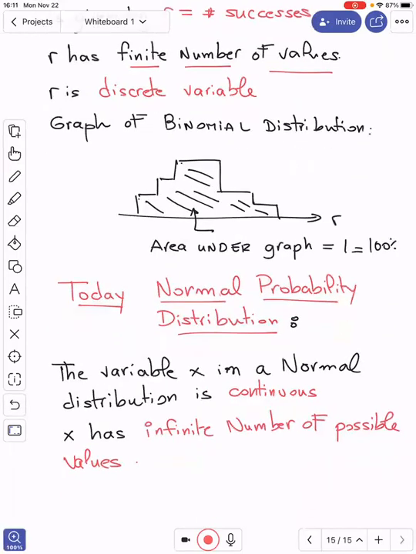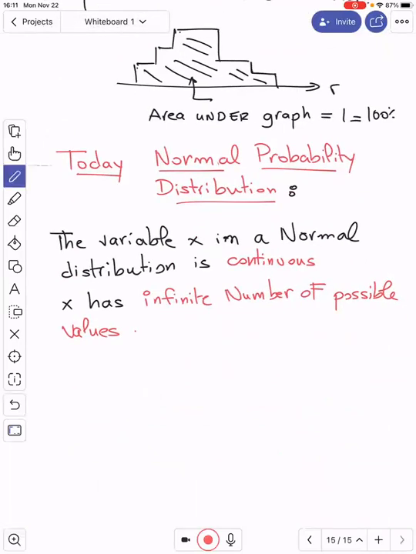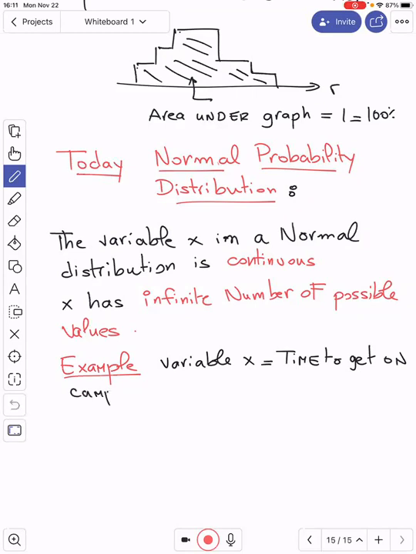All right. So, for example, a very simple example would be this: let's say the variable X is the time to get to campus.